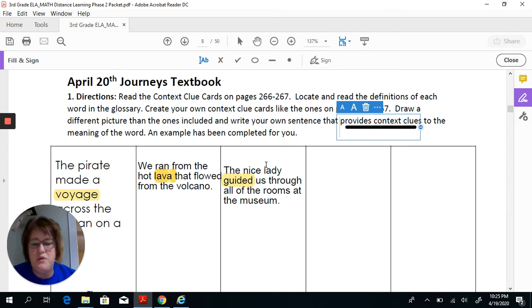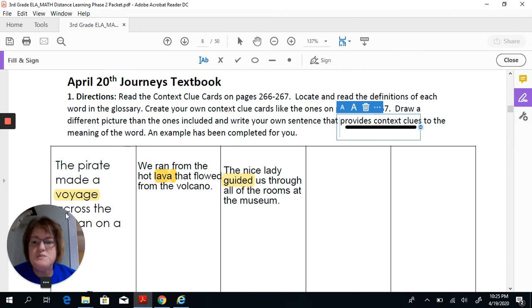And I'm sure that you all remember Miss Clyott always saying this, but no definitions. Don't give the definition of the word. Don't tell me what guided means. Don't tell me what lava means. That's not using it with context clues. Context clues shows the reader that you know how to use the word, not just that you know the definition of the word.